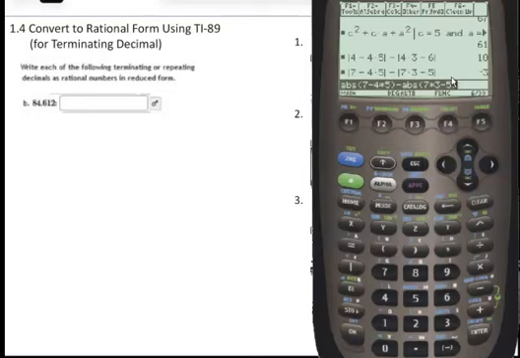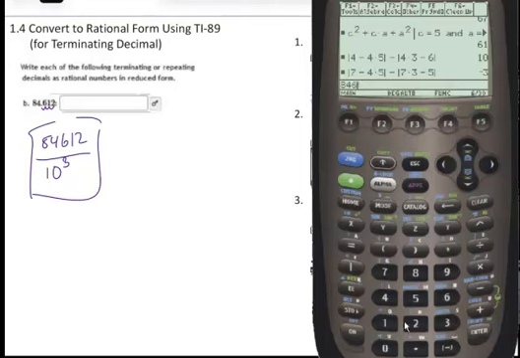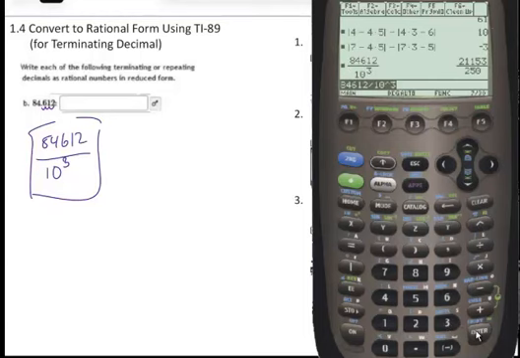So next is converting to a rational form. If you recall, when we did this by hand, we wrote where we can express all the digits, 84612, divided by 10 to the power of the number of digits that fall after the decimal, 3. So if you just typed this into your calculator, you could simplify and get your answer. This is just using the same rules that we used when we talked about this in class.